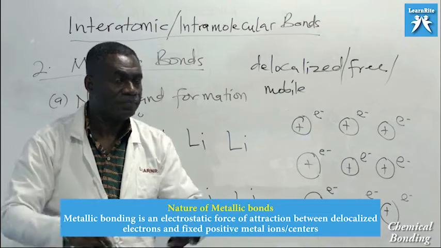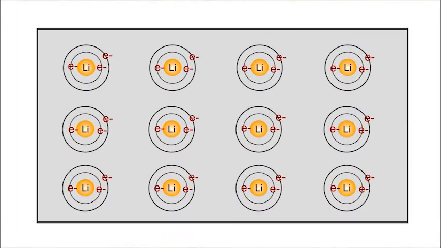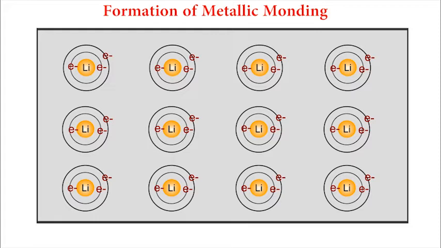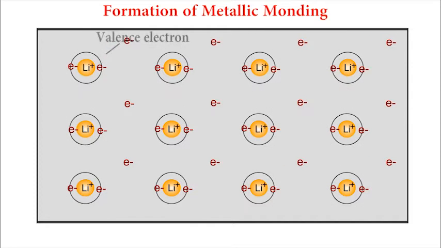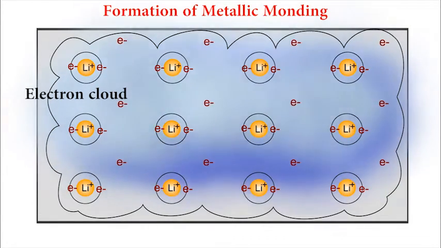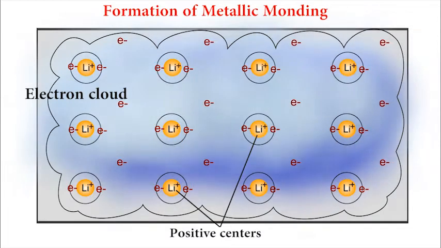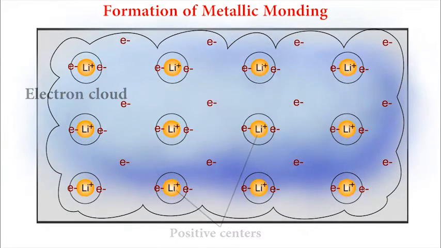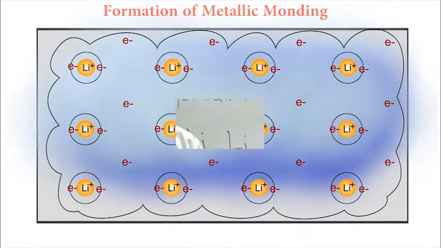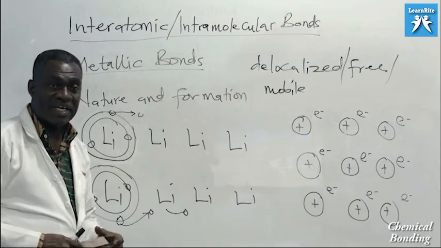That is the definition. The formation is that you say that metals, in a bid to fulfill its octet or duplet, the valence electrons move out of the valence shell and come together to form an electron cloud. That cloud then attracts the positive centers through an electrostatic force of attraction. The bond is established or becomes fixed. That is formation. So that is how metallic bonding is formed. So that is the nature and formation of metallic bonding.